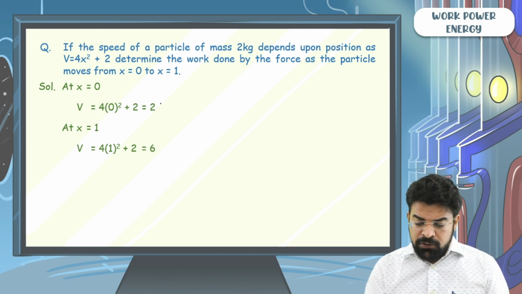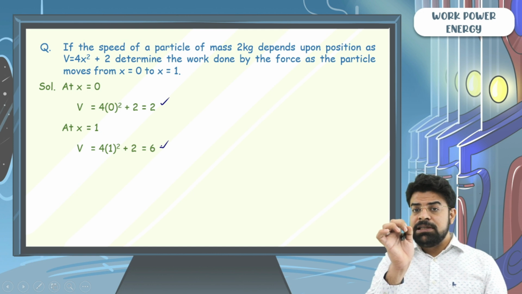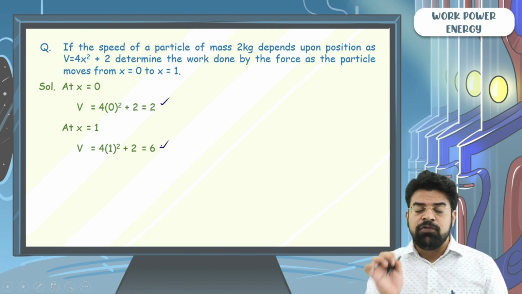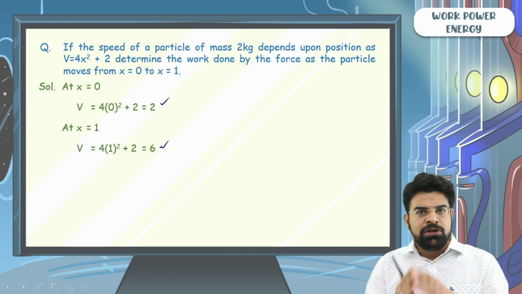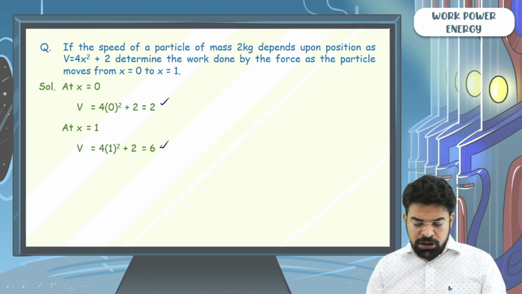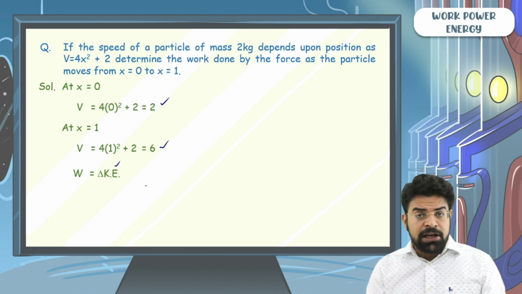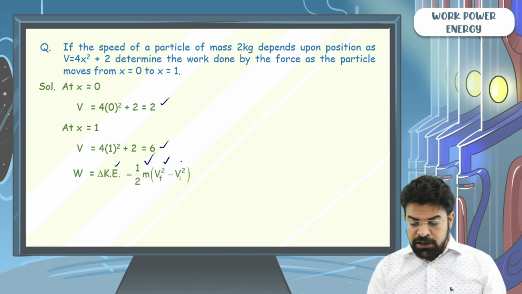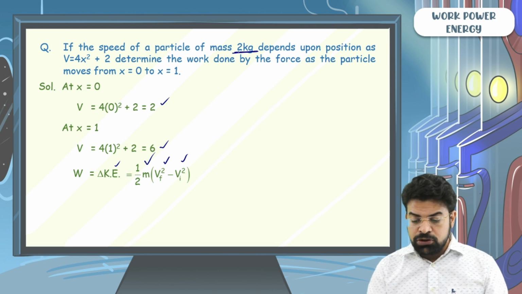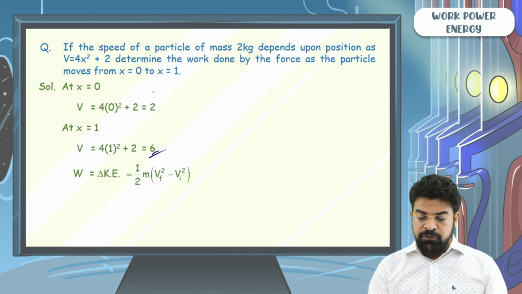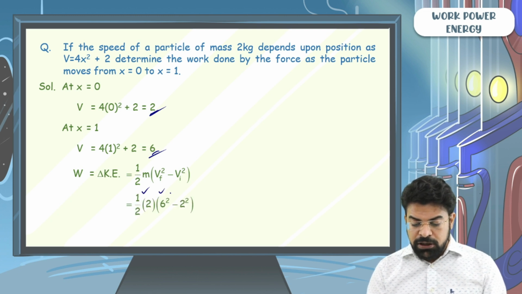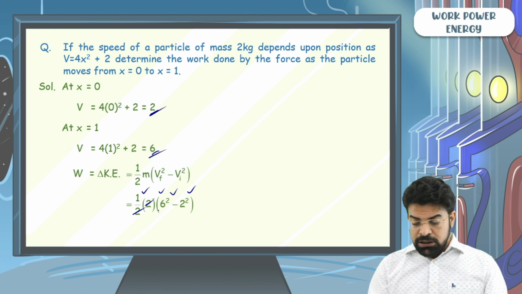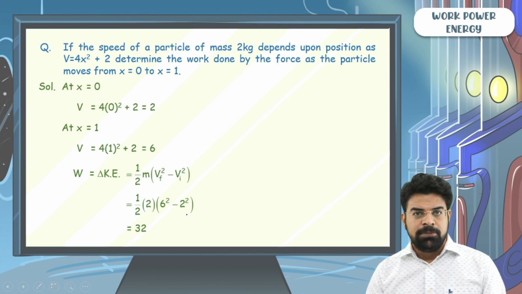Now once you know the speed at x equals 0 and the speed at x equals 1, using these initial and final speeds, you can find the initial and final kinetic energy. And once you know both kinetic energies, subtracting them, you can find the work done. So work done is simply equal to change in kinetic energy, equal to half m into v final square minus v initial square. Substitute m as 2, v final as 6 and v initial as 2. So you get half into 2 into 6 square minus 2 square, cancel out 2 and 2. 6 square minus 2 square gives you 36 minus 4, that is 32 joule. Simple.